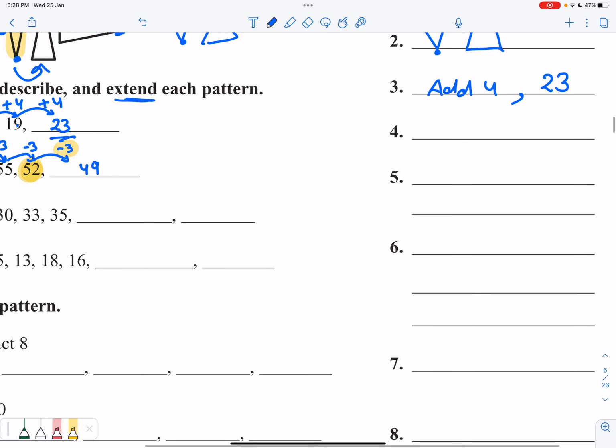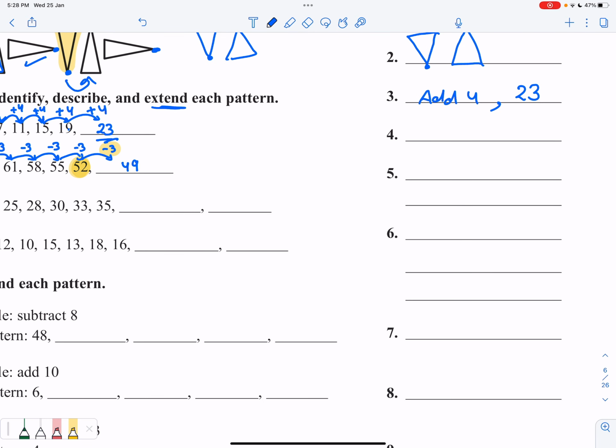So let's write that. Here we could say subtract 3. This is the rule. And the next term, when we subtract 3 from that, we get 49.